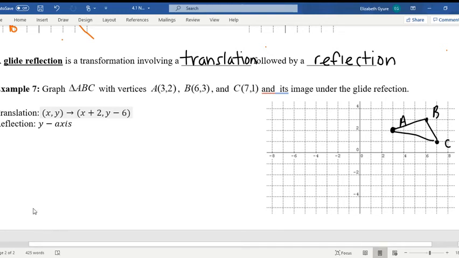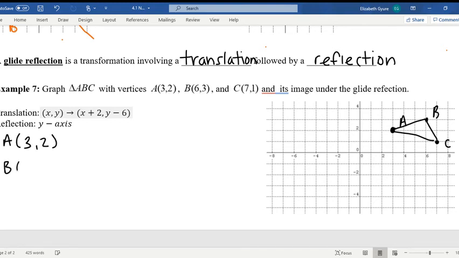So what I'm going to do is rewrite my original points so we can see the progression here. So A was (3, 2), B was (6, 3), and C was (7, 1). All I just did right now is recopy my points. That is completely optional. I just like to see it so you guys can see what I'm doing.